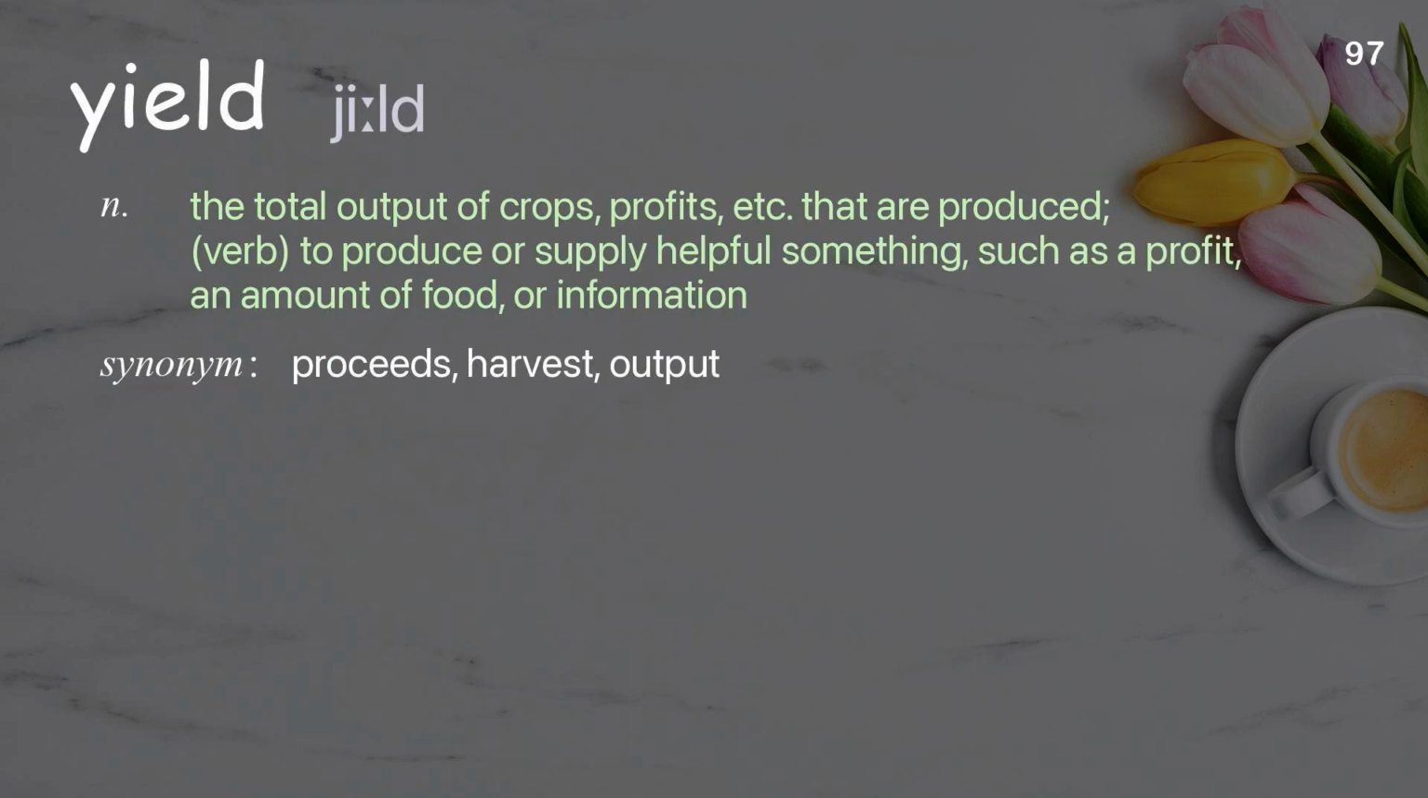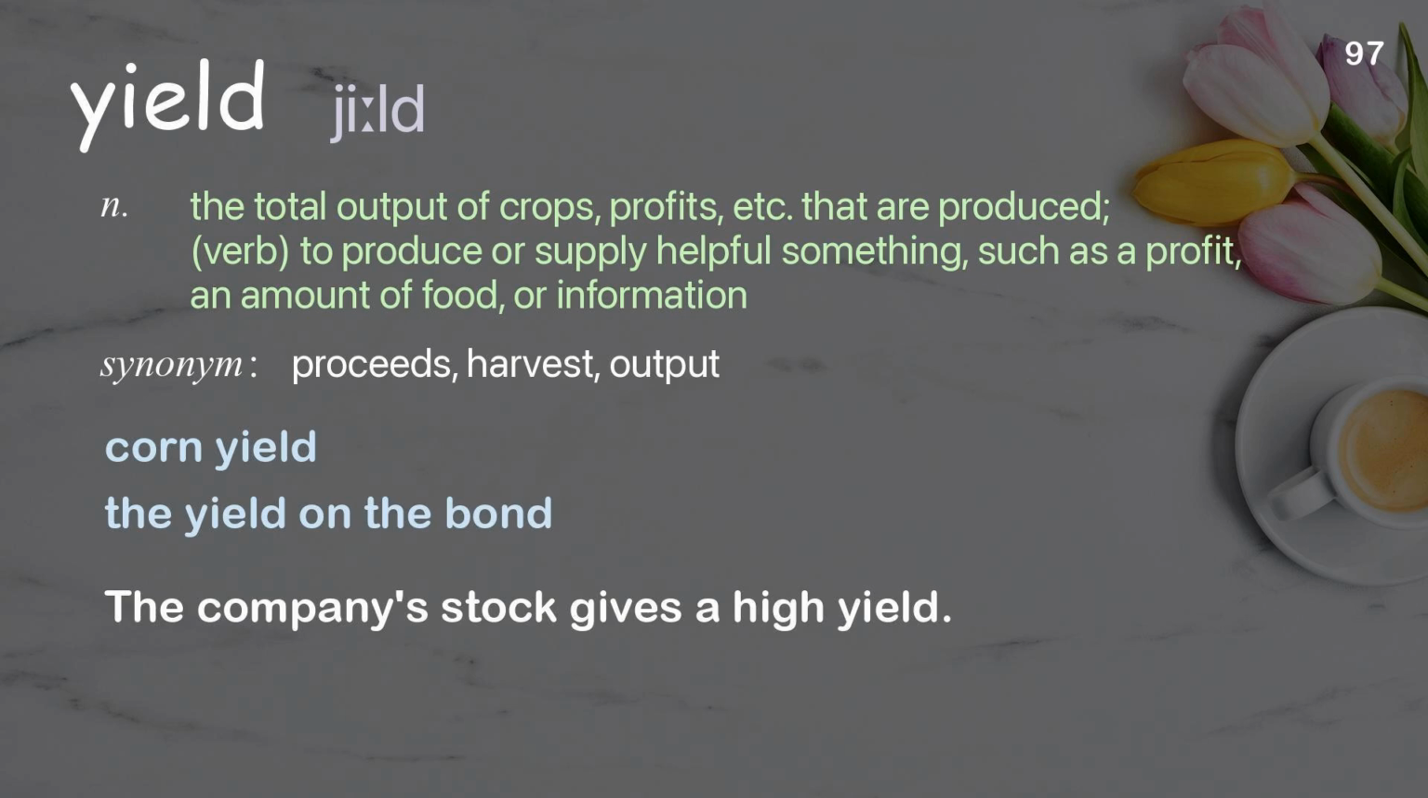Yield. The total output of crops, profits, etc. that are produced. Verb: to produce or supply something helpful, such as a profit, an amount of food, or information. Examples: Corn yield. The yield on the bond. The company's stock gives a high yield.